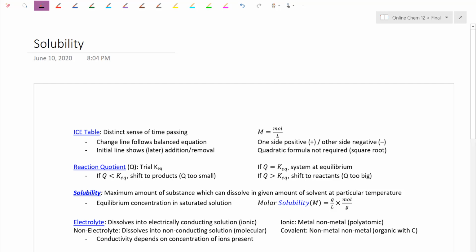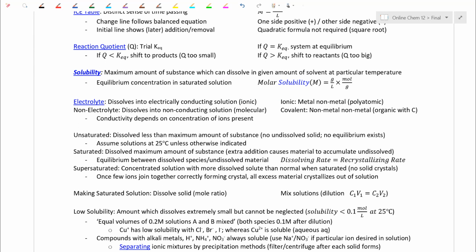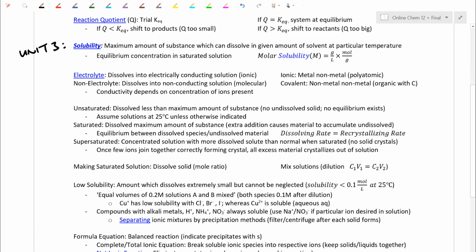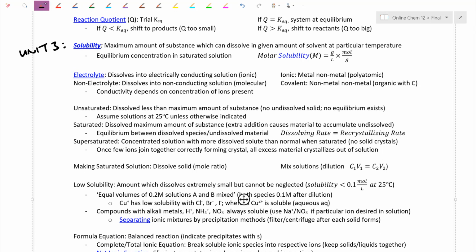Morning, everyone. So we're going to continue with our final review with Unit 3 today. Unit 3 is a section on solubility. So let's just work our way through here. Basically, this was an application of equilibrium to solubility.